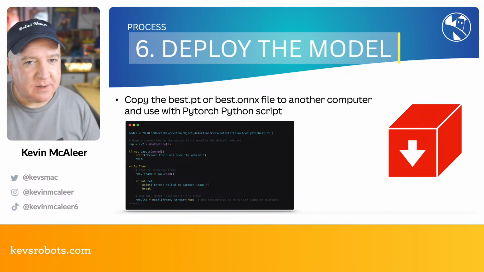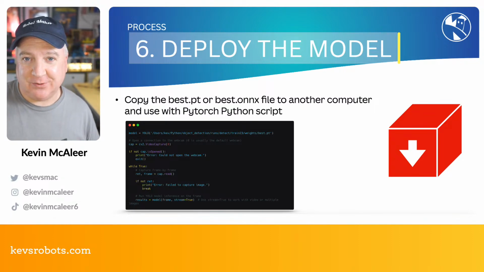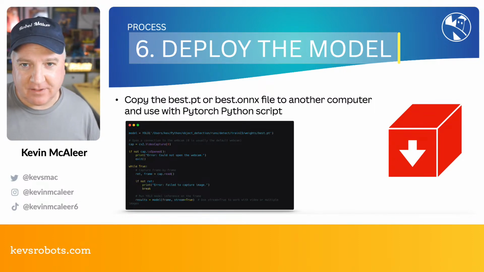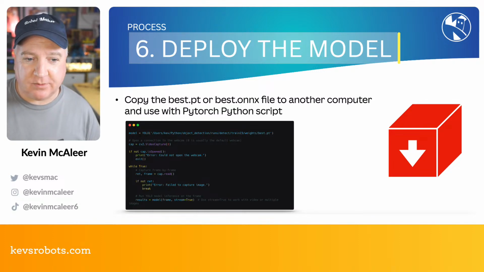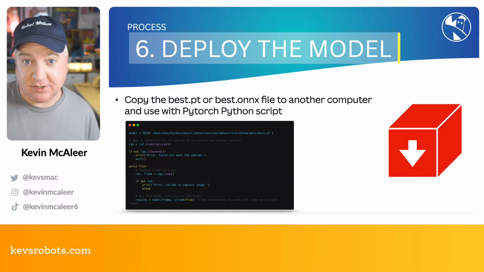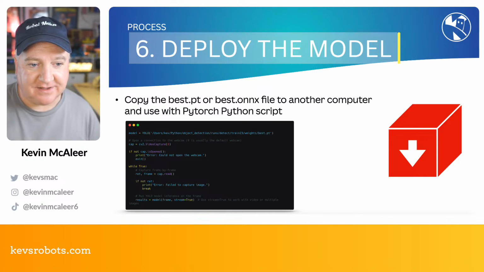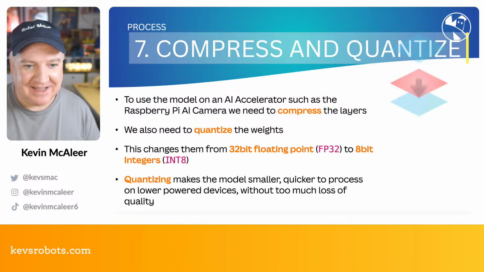And then once we've done that, we can deploy the model. So we end up with a file that we can copy and paste onto other devices. We can share that with other people, and these are quite small, about 30-40 meg when I created this one. They can be even smaller once we quantize and compress them, and we'll get into what that looks like in a minute or two. So, in fact, here we are now.